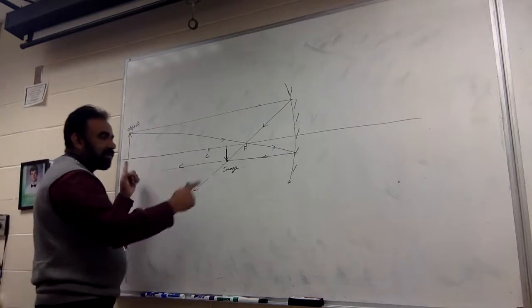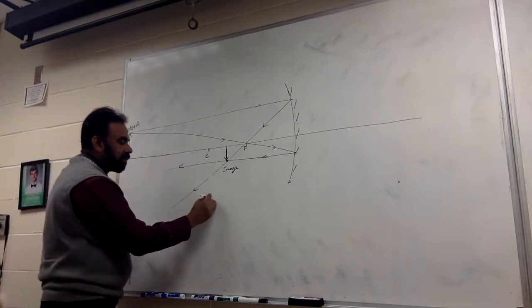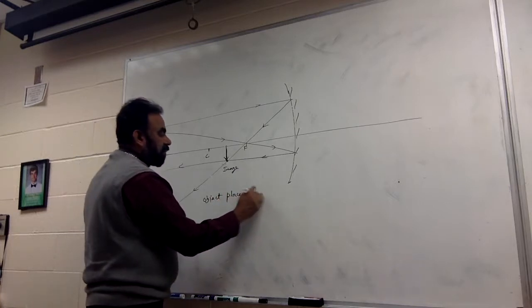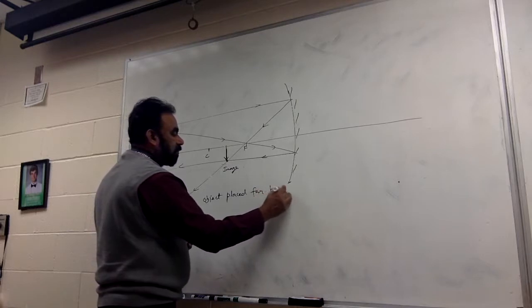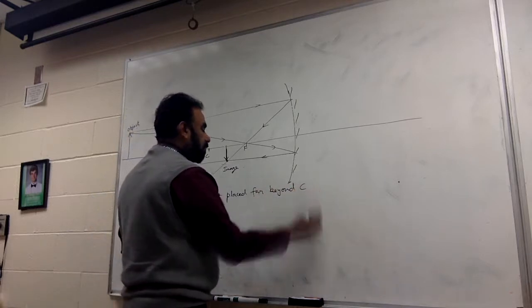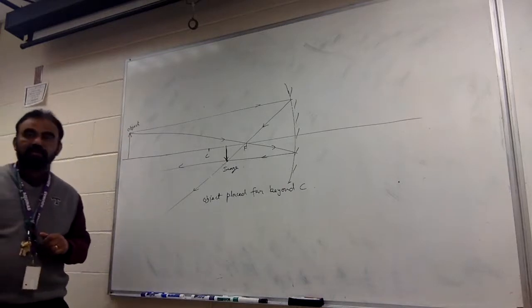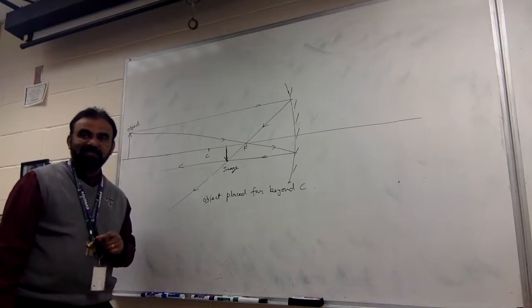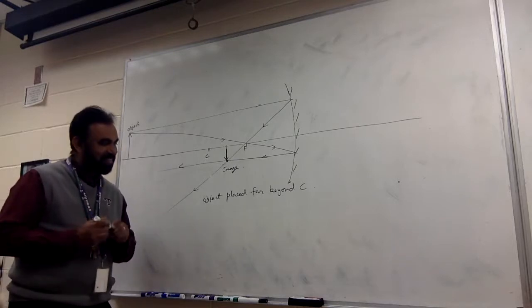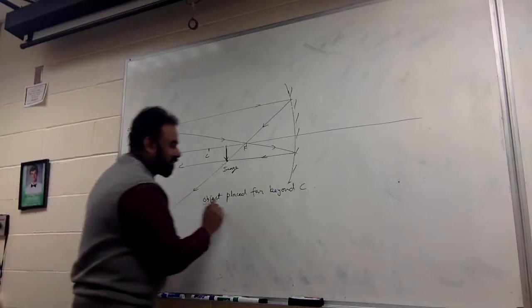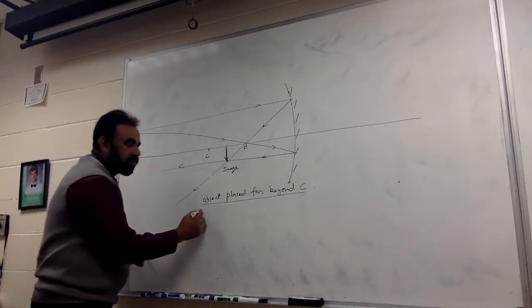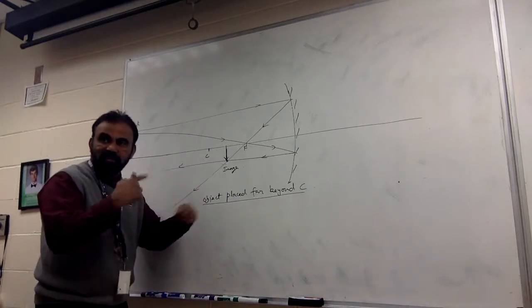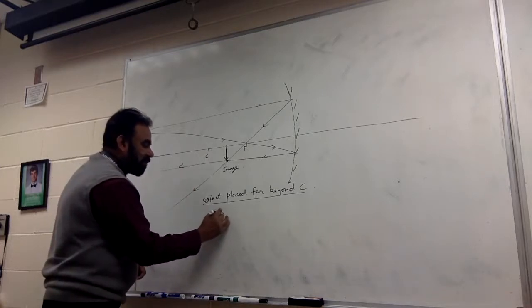Now what is the basic idea of this? Object placed far beyond C. Not just beyond C, but far beyond C. Object placed far beyond C. What kind of image is formed? Characteristics. Inverted. So we get an inverted image.